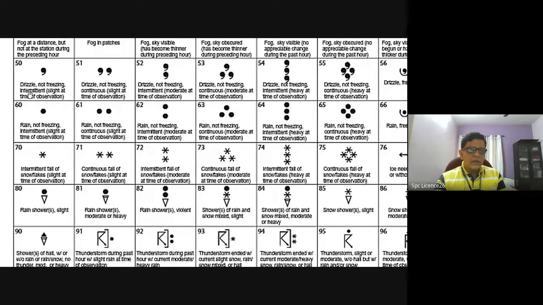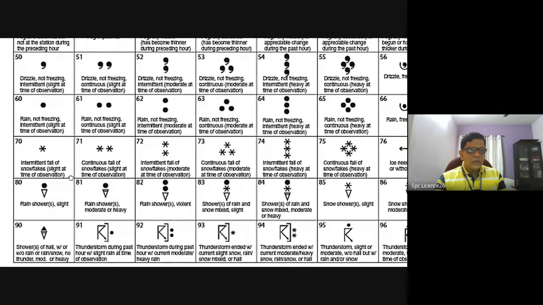Okay, single comma is drizzle, not freezing. Intermittent. This is a drizzle. This is just a very weak rainfall. Then this is rain, not freezing as such. These are snowflakes. This is rain shower, slight. Showers of rain, or rain and snow, or thunder mode. Let's keep this aside a bit.